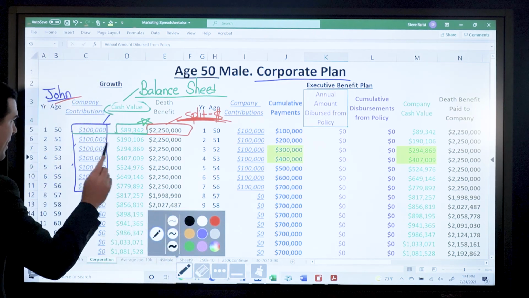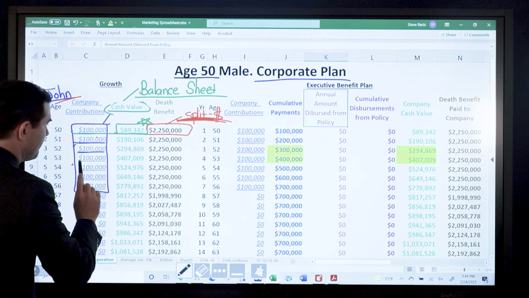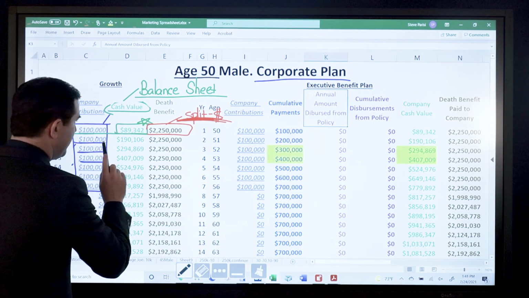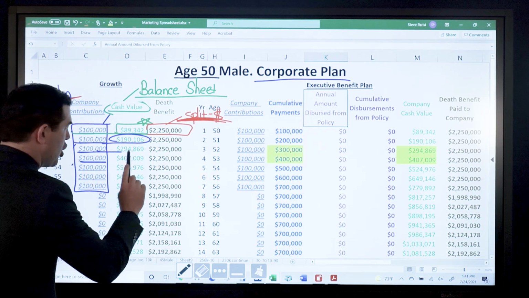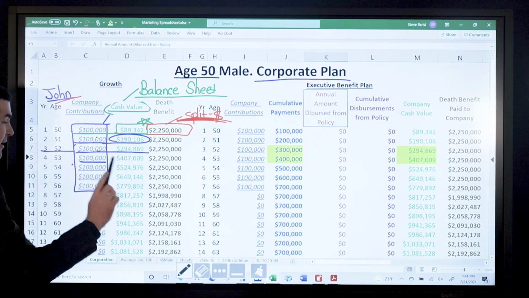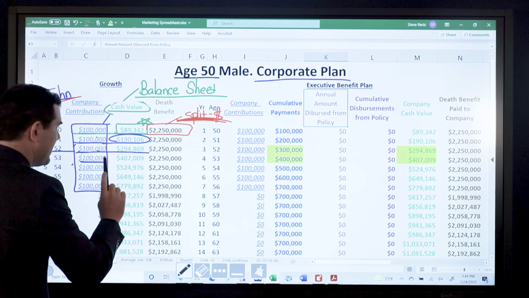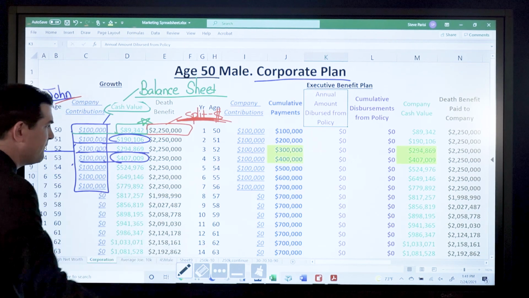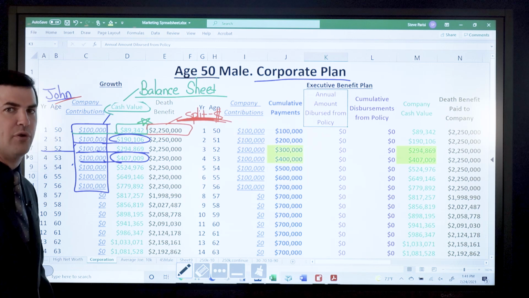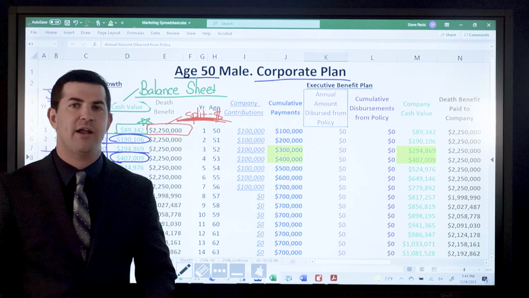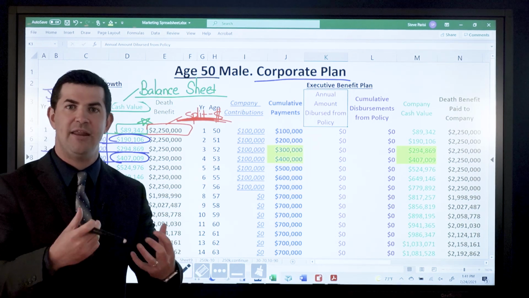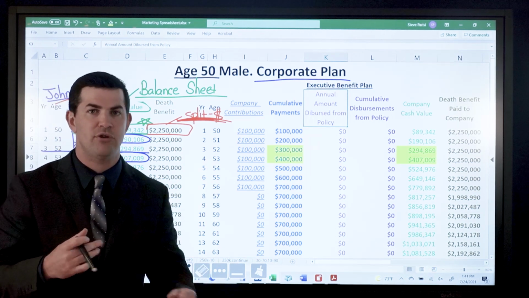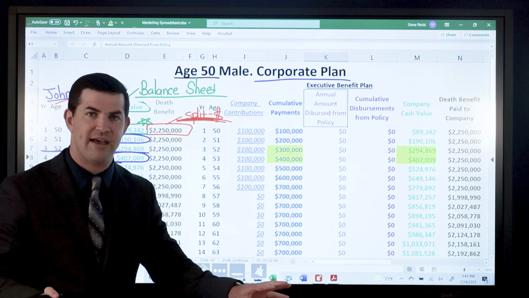Payment, 100K per year. Year 2, he pays in 100, he's got 190. Year 3, he's paid in a total now over 3 years of 300K, he's got 295, and year 4, he's paid in 400, and he has more than 400,000. So a lot of companies look at this as the corporate plan where they can retain their executives, they've got key man insurance, all that good stuff that we touched on in the last video.